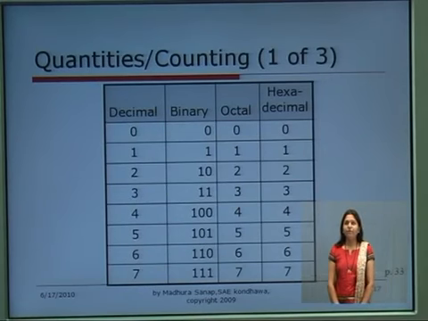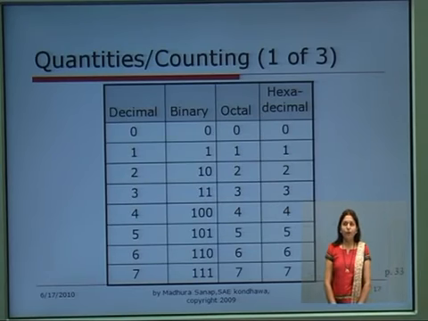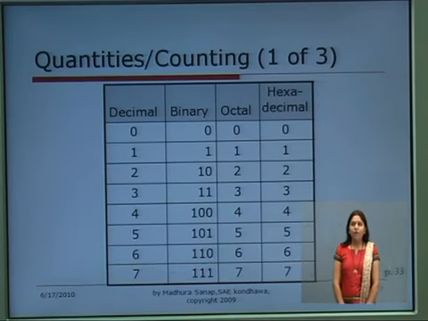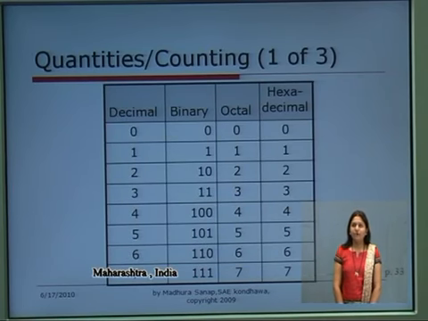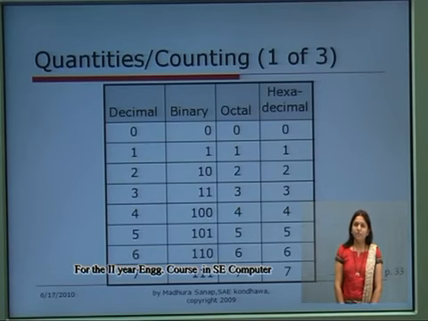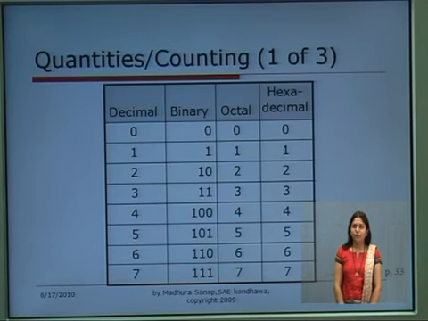Then counting. Whenever we think about differentiating all of these four, decimal counts from 0, 1, 2, 3, 4, 5, 6, 7. So the equivalent number for binary is given. For 1 it is 1, for 2 it is 10, for 3 it is 11, for 4 it is 100, for 5 it is 101, 6 is 110, 7 is 111. Actually we can find this out by using the weight method.